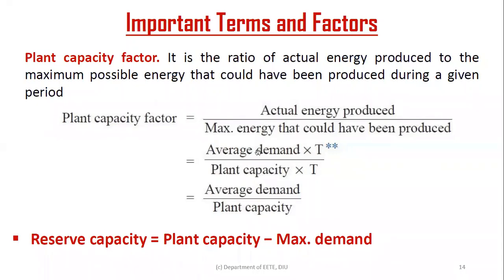So we can write the average demand or average load, same thing, times T, and the maximum energy is definitely the plant capacity, that is the maximum capacity that you can produce. Suppose the average demand, if we sum all the values throughout the whole day, will be 30 megawatt, but the plant capacity is suppose 50 megawatt. Something like that, the plant capacity is always bigger, the average demand is less. So the plant capacity factor equals the average demand divided by the plant capacity.